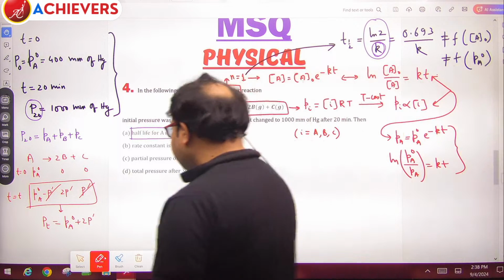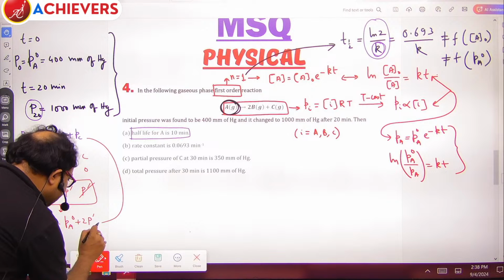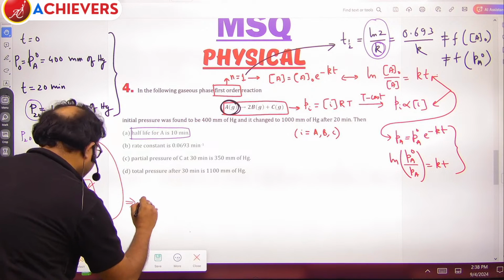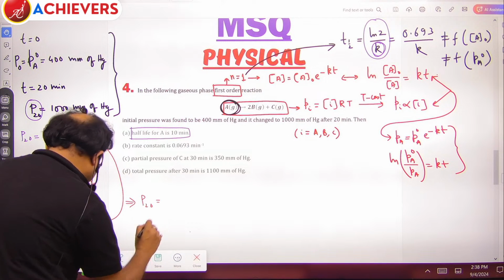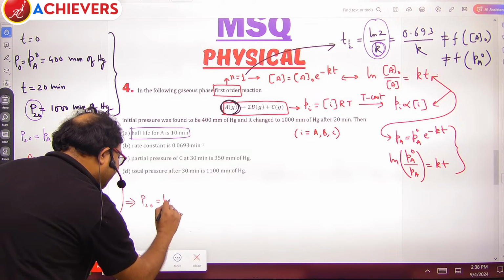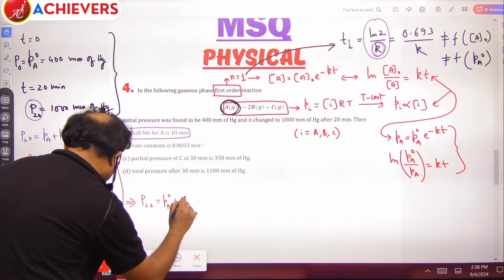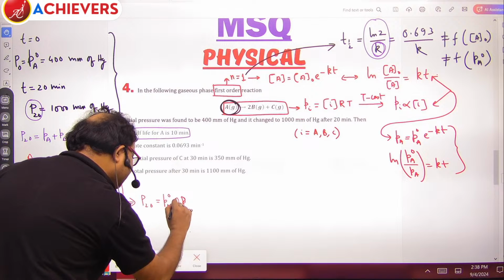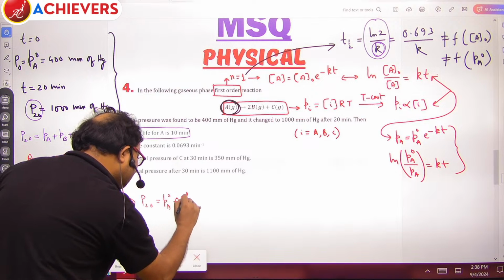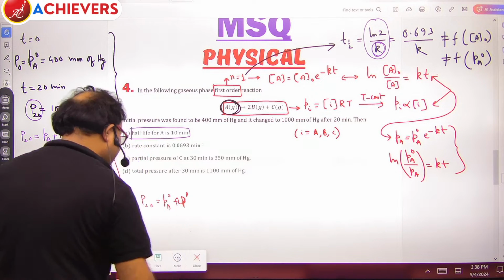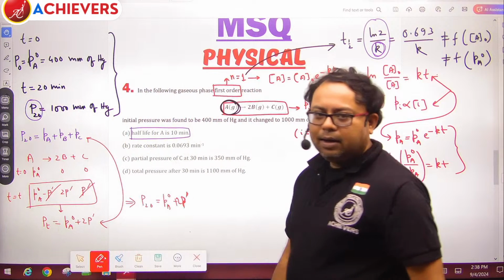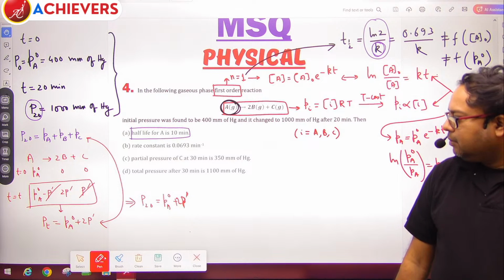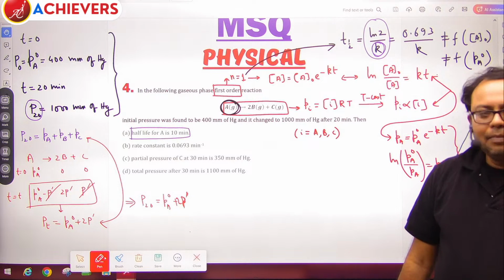So obviously, if you relate these two equations, then P at 20 is nothing but PA naught plus 2P dash. At T equal to 20, the P dash amount has decreased.